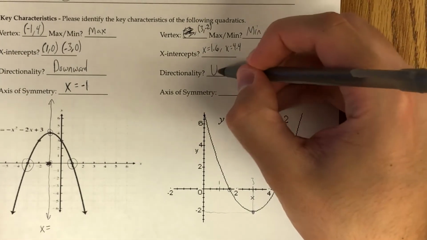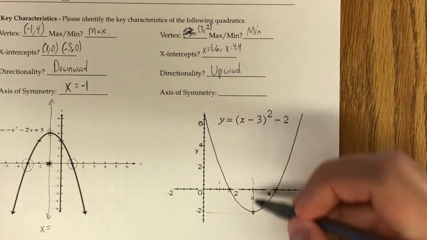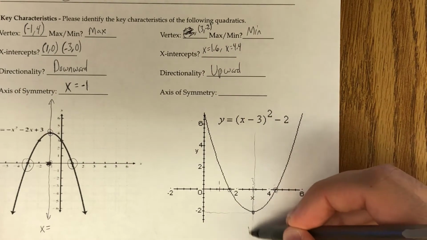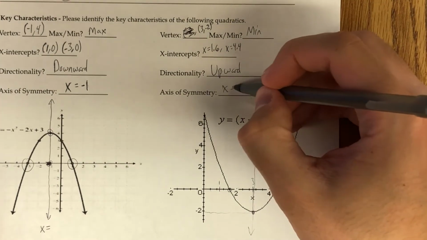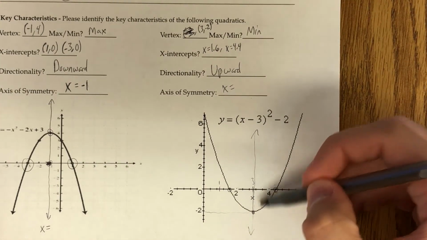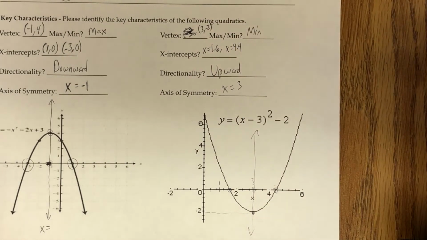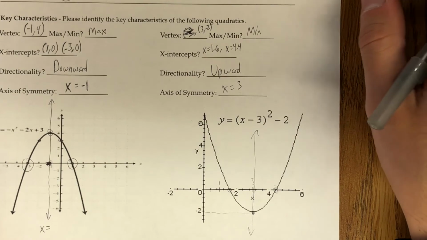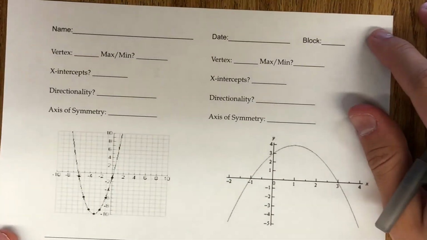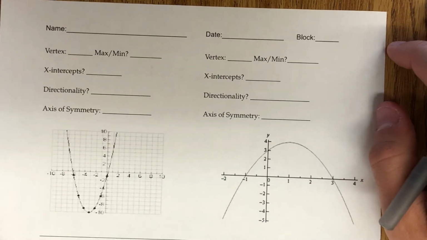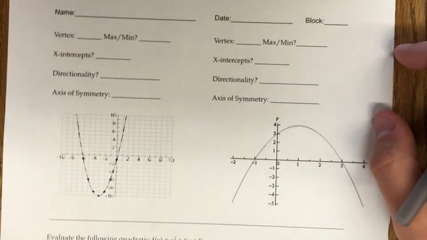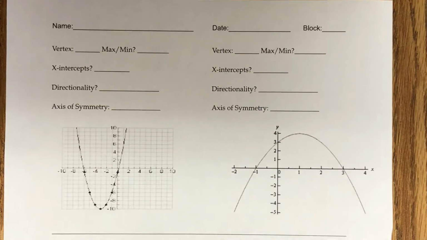Directionality, this one is pointing up. The axis of symmetry is the line that goes through your vertex, and it's always x equals the x value of your vertex, or x equals 3. So notice those connections. Okay. All right. You've got 2 more here. What I'd like for you to do, please go ahead, try both of those problems on your own, pause the video, and please give them a try.